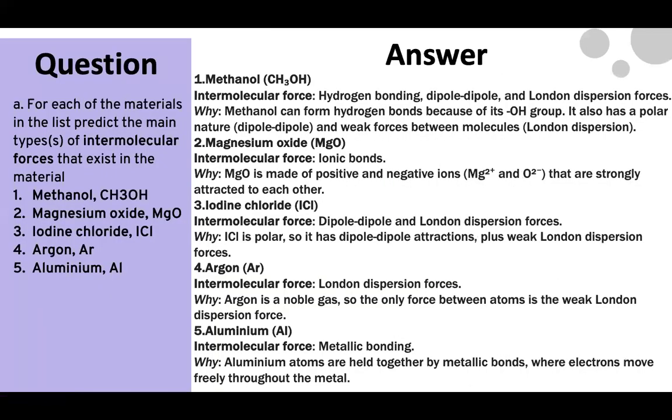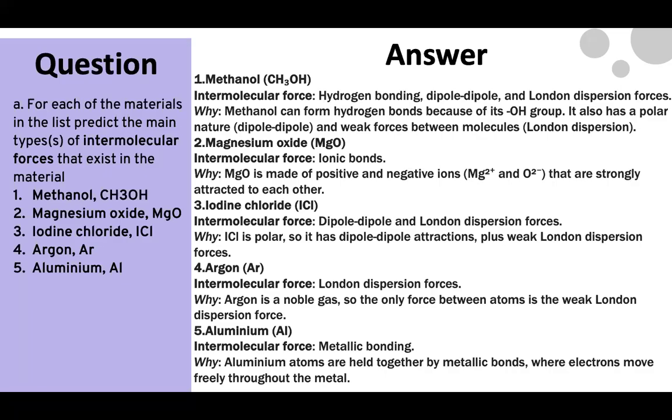This is the question, an example on intermolecular forces. There is a list of materials: methanol, magnesium oxide, iodine chloride, argon, and aluminium. The question is, for each of the materials in the list below, predict the main types of intermolecular forces that exist in the material.